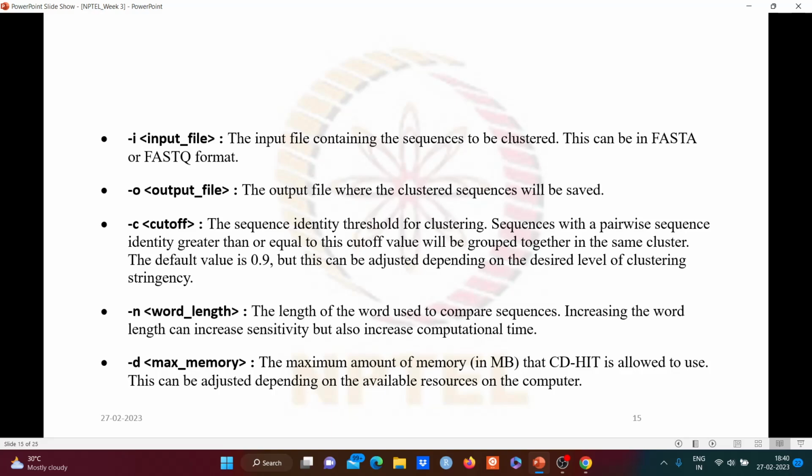Next is N, that is the word size used to compare the sequences. We have mentioned the seed sequence, where it compares and then starts building on. Then, D is the maximum memory that is allowed to use. There are some other options, that is M, which is the cluster method. Then there is T, that is the number of threads for parallel processing and all. It is too much computational knowledge.